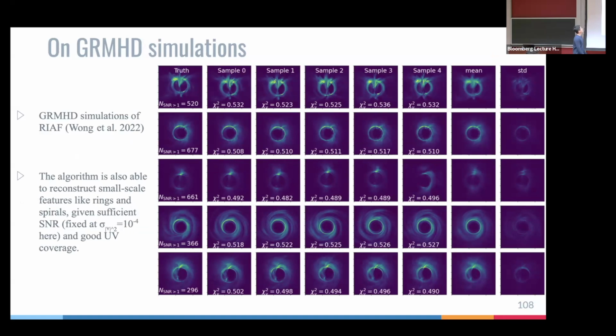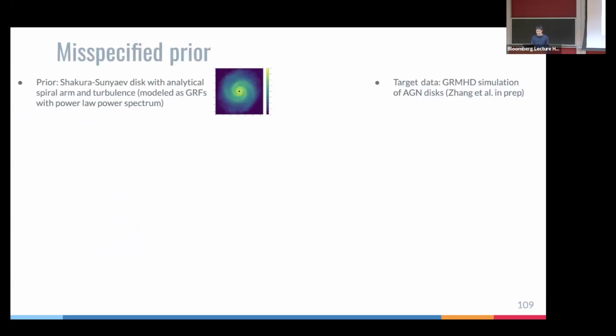And here we look at how our model will perform on the generative simulations taken from George. And this is just some photon rings. And you can see that we can still reconstruct all these pretty complicated features from the data, assuming pretty high signal to noise ratio and good UV coverage.